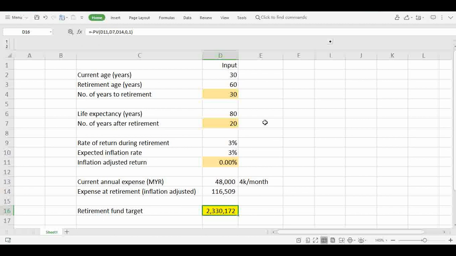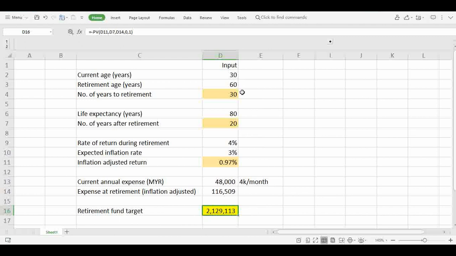Okay, so now on the rate of return after retirement, this is just assuming it's the same as the inflation rate. But if you assume that you are earning 4% per year because you have high returns on your investments, the amount that you need for retirement is going to be lesser, at 2.1 million.